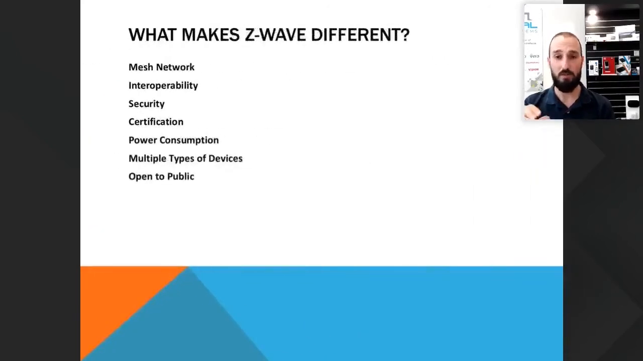Now, as I mentioned prior, Z-Wave does operate on that sub-gigahertz frequency, and it does allow for a couple of different features and different benefits because of that. Now, we're going to go through them step by step, but you can see them here on the list. We've got mesh networking, interoperability, security, certification, power consumption, lots of different types of devices, and it's open to the public.